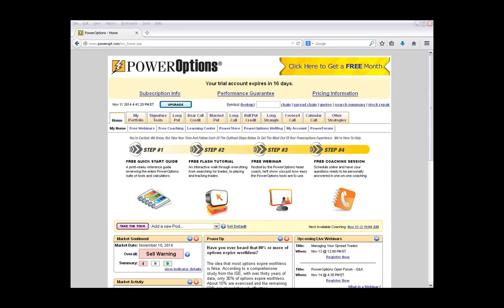Okay, so we were looking at ALV, and here we're taking a look at the PowerOptions suite of tools, which is designed as a tab navigation system.